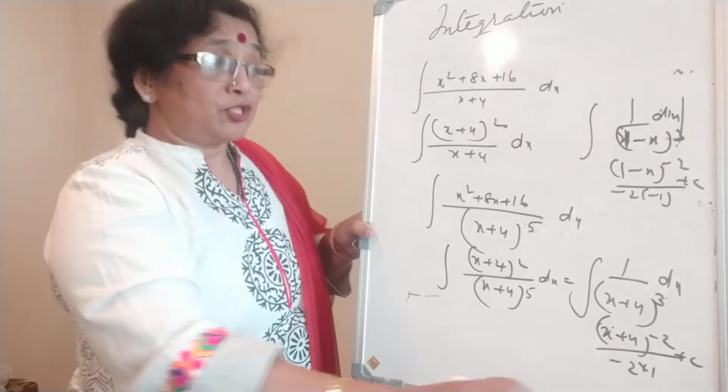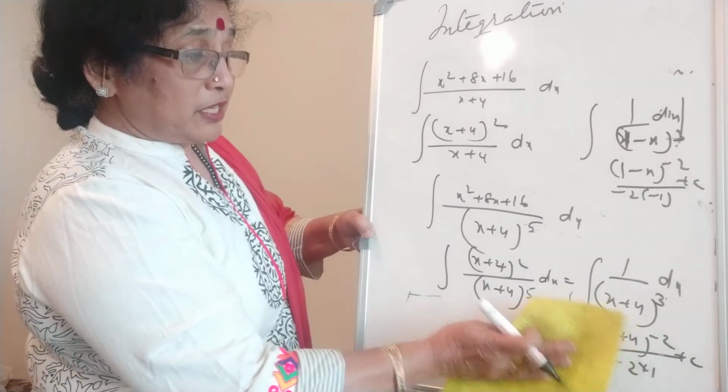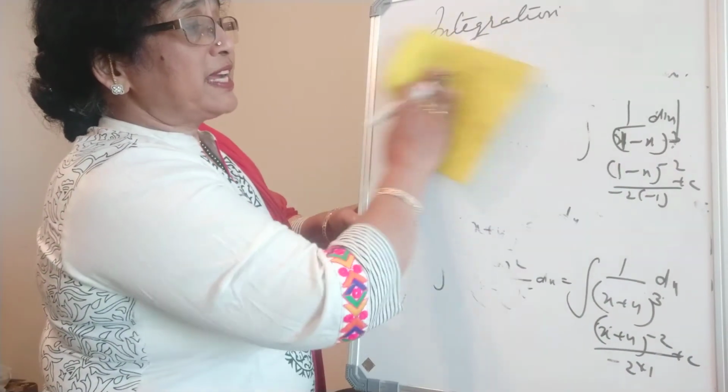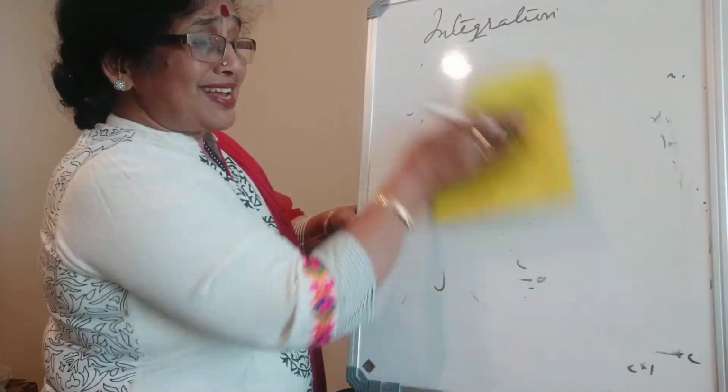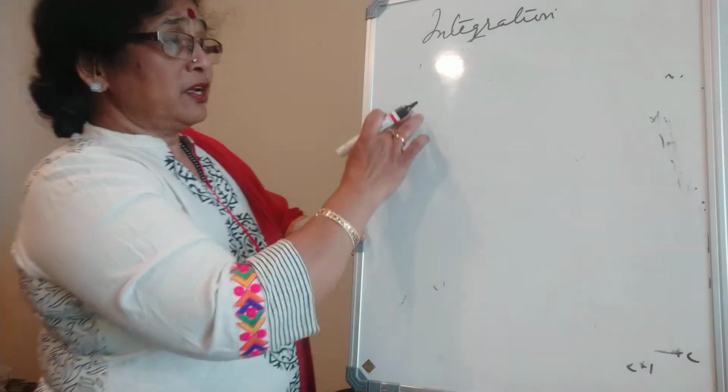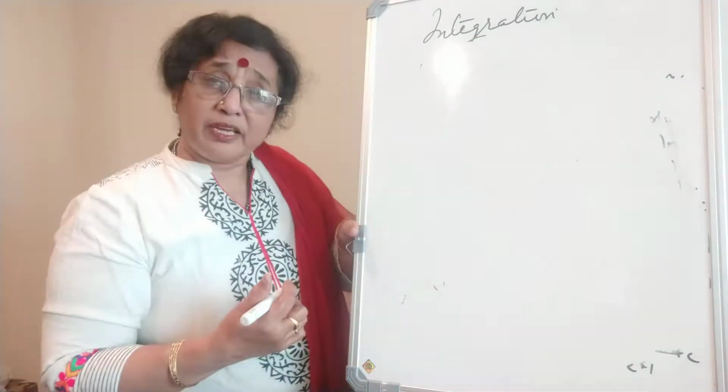Am I right? So now I have taught you where it gets cancelled, and where you need rationalization, that too you know. Okay, so only linear functions I'm dealing with today, right?